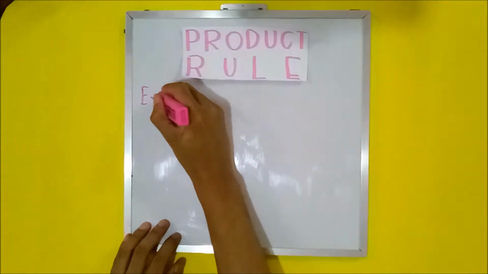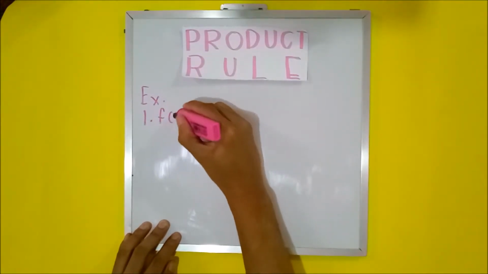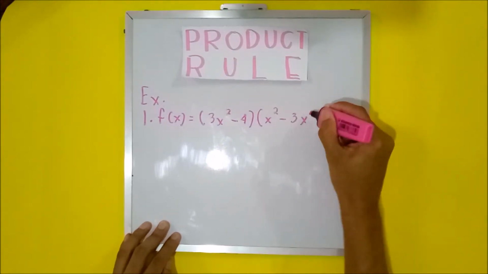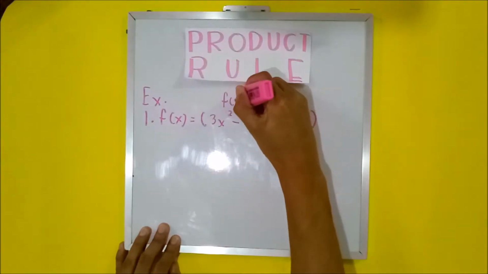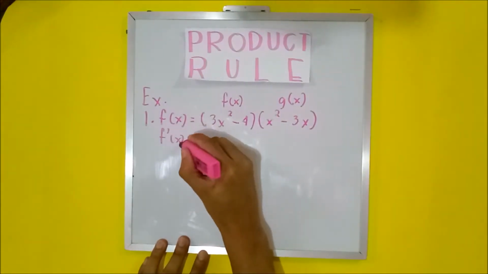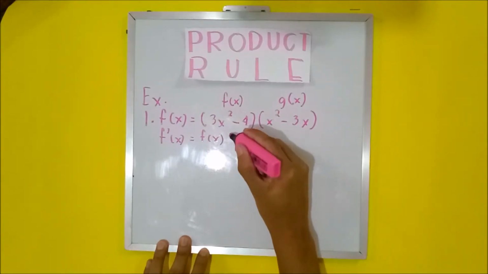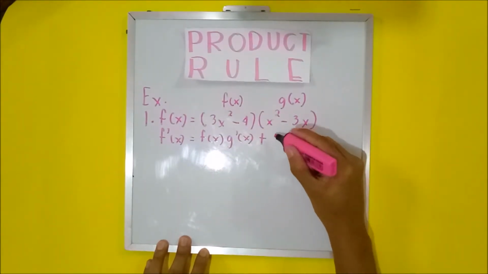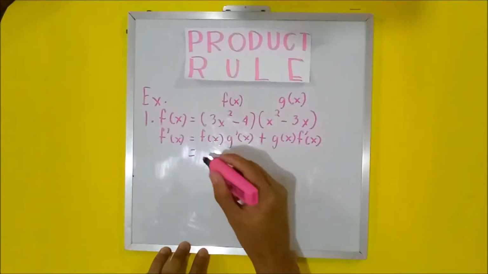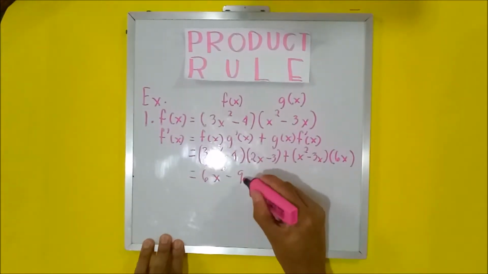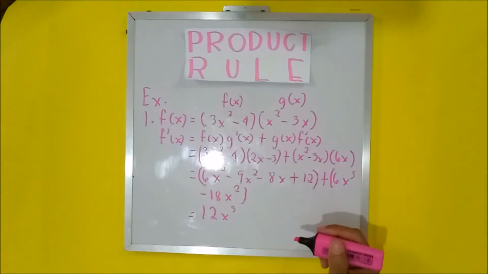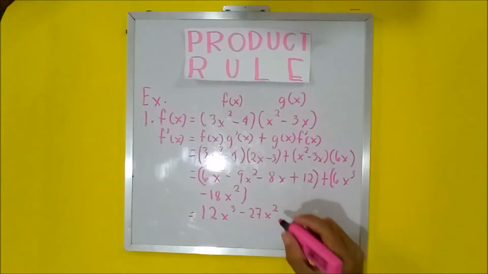For example, f of x is equal to 3x squared minus 4 times x squared minus 3x, where 3x squared minus 4 is f of x and x squared minus 3x is g of x. We let f of x stay as is and differentiate g of x, plus g of x and differentiate f of x. Then we simplify it and it will become f prime of x is equal to 12x cubed minus 27x squared minus 3x plus 12.